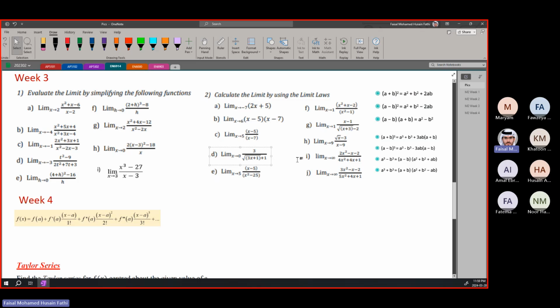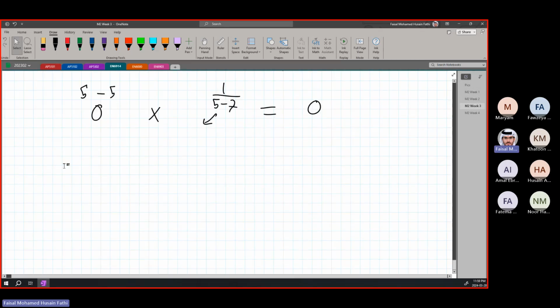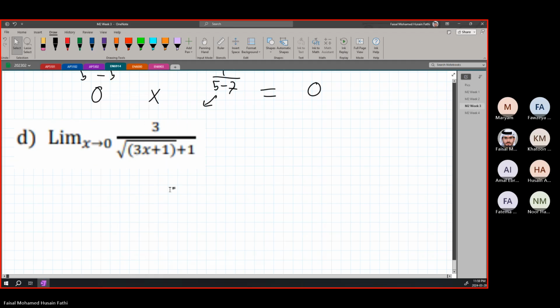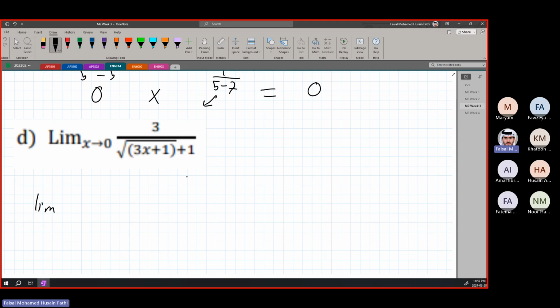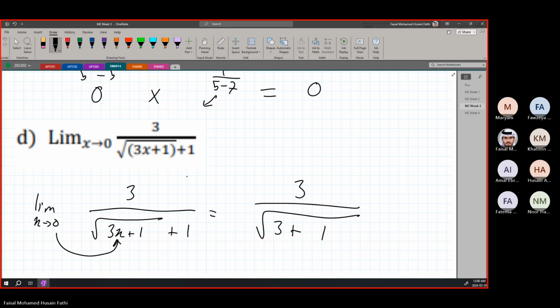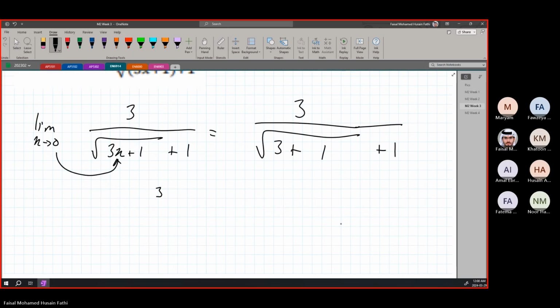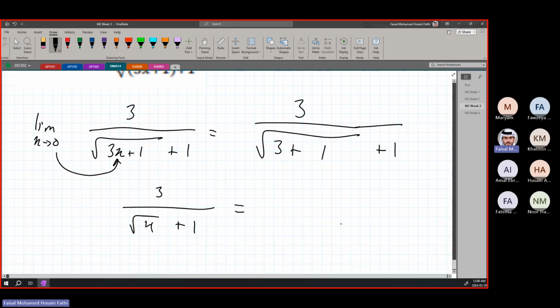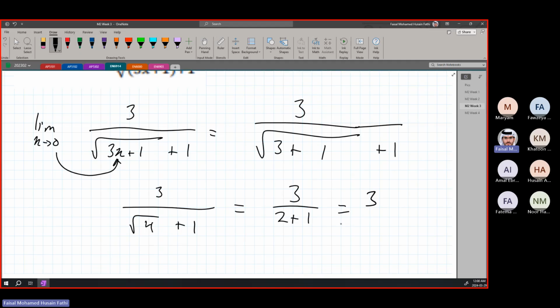There's also a different method here. What you can do is just separate the bottom part and the top part, but if you notice, you're just going to get the answer directly anyway. This is the limit of x as it goes to 0 of 3 over square root of 3x plus 1, plus 1. If you just put the 0 directly in, you get to solve this equation. So it's 3 over square root of 3 plus 1 plus 1. So it's 3 over square root of 4 plus 1, which is 3 over 2 plus 1, which is equal to 3 over 3, which is just simply 1. Is that right? Yeah, simply just 1.